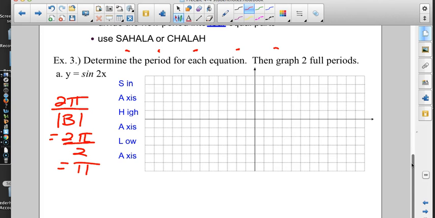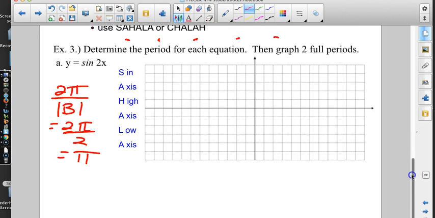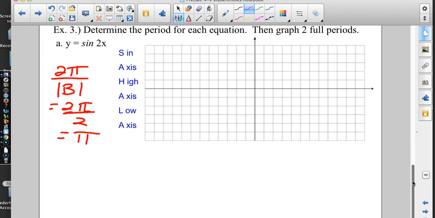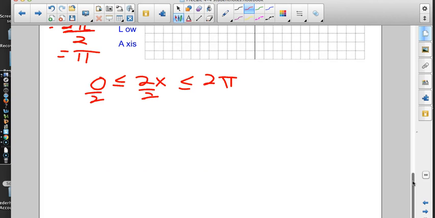Now, there's another way to get that that's going to be helpful once we have a lot of things going on. And that way is to always set it up as the normal period for sine and cosine, which would be from 0 to 2 pi. But that's been changed because there's something up there with the x value. So we go ahead and put the 2x in here, and what we would do is we would just solve for x. So we would say, hey, we're going to divide everything by 2, and it's still going to start at 0 because 0 divided by 2 is just 0.